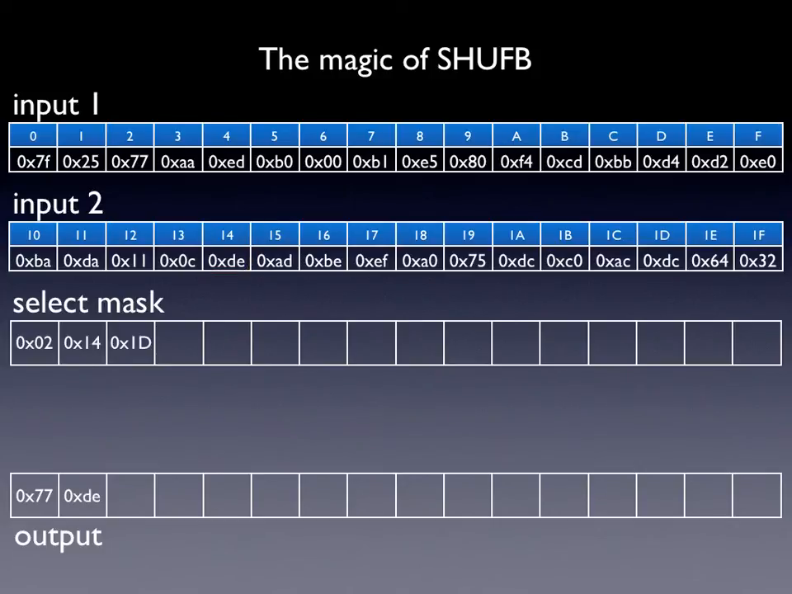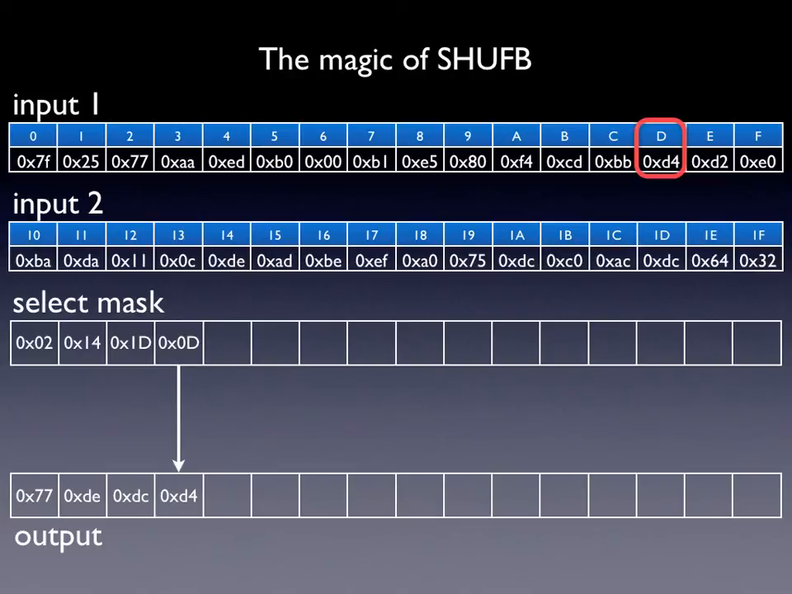Same thing with 1D. 1D is going to be in input 2 towards the end. Yep, and its value looks like it's DC. Data is DC, so we copy that in. And finally, one more example, 0D. 0D is in the first vector towards the end also, D4. All right, so its data is D4, copy that in.